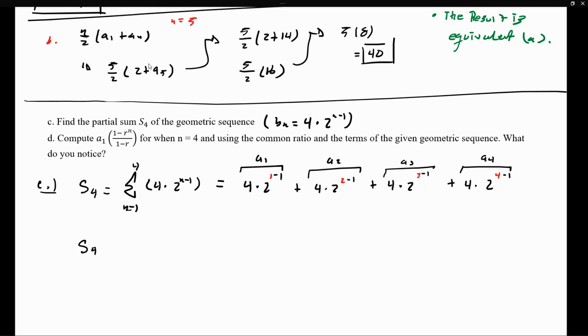Let's add them up and see what we get. 1 minus 1 is 0. 2 to the 0 is 1. 1 times 4 is 4. Now for the second term, 2 minus 1 is 1. 2 to the first is 2. And 2 times 4 is 8. Let's find the third term. The exponent is 2, so 2 to the second is 4, and 4 times 4 is 16. Lastly, the fourth term: 4 minus 1 is 3. So 2 to the third times 4 is equivalent to 32. If we add the first 4 terms in the sequence, we get a result of 60. So we already found the fourth partial sum for this geometric sequence.